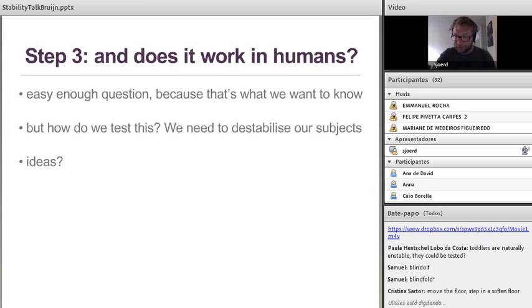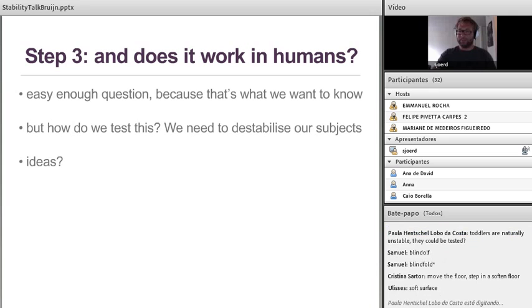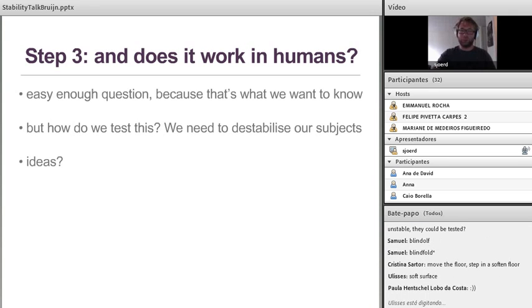I think move the floor, step in a softer floor. It's also a good plan, get a soft floor, soft surface. I think you're all, well, most of you in Brazil will destabilize yourself not so long after my talk, during your match. Alcohol would, of course, be a very good way to do it. We know that with alcohol, most of us walk less stable. Of course, that can be a problem if you have ethical committees, etc.